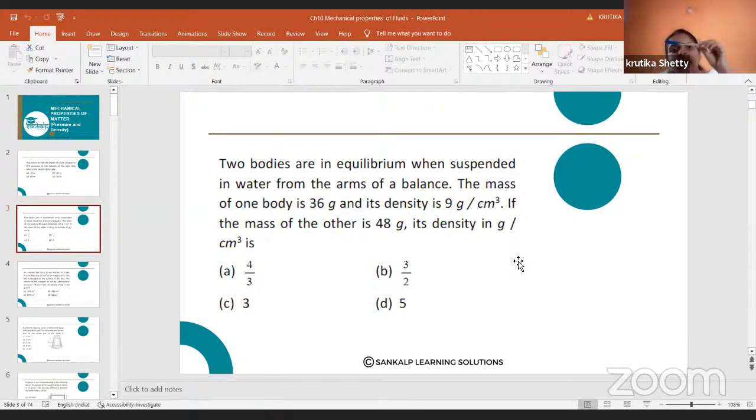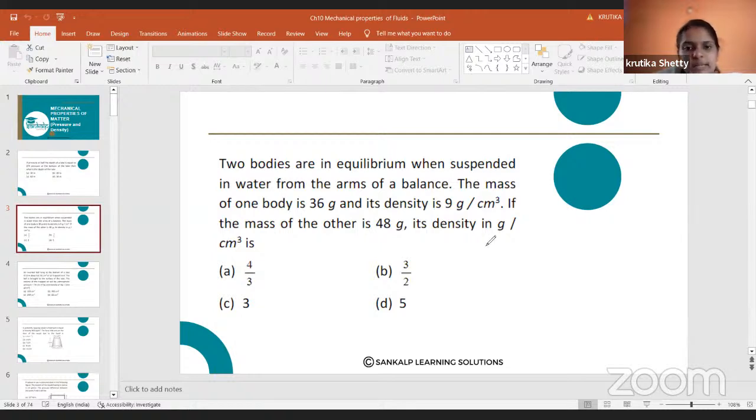in water. The mass of one body is 36 gram. So the mass of one body is 36 gram, and its density is 9 gram per centimeter cube. One side body mass 36 gram and density 9 gram per centimeter cube. If the mass of the other body is 48 gram, they are asking for its density. How can we do this? So here is the solution.